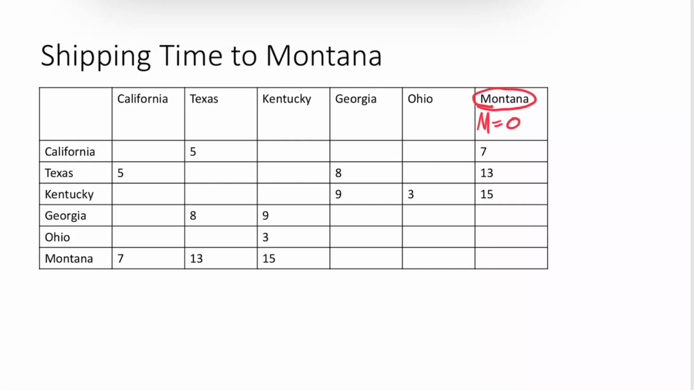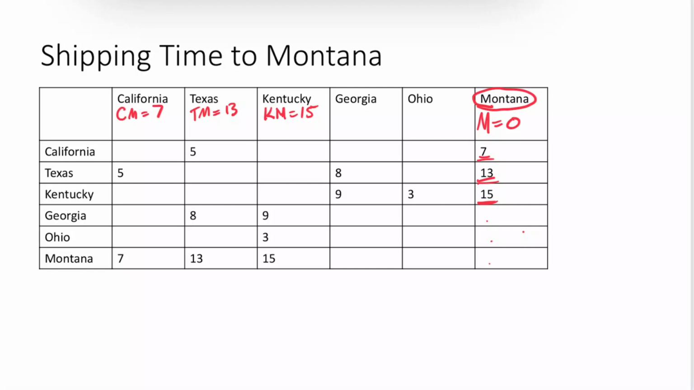Because I have a 7, a 13, and a 15 right here, that means to get from California to Montana, it costs 7 hours. And to get from Texas to Montana, it costs 13 hours. And to get from Kentucky to Montana, it costs 15 hours. So those are all of the vertices that are adjacent to Montana because they have numbers in them, versus these blank spaces, which show me that Georgia, Ohio, and Montana are not adjacent to Montana.